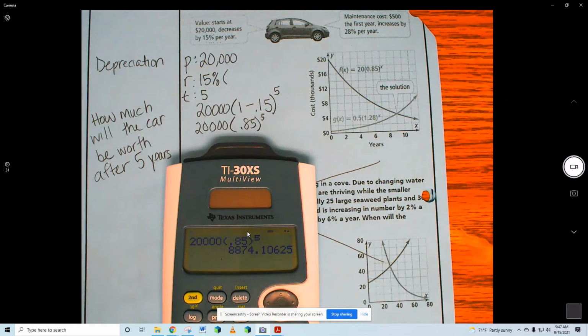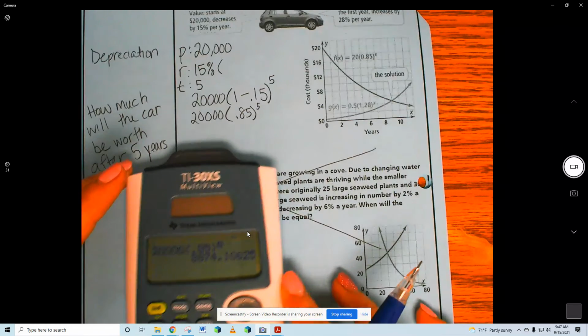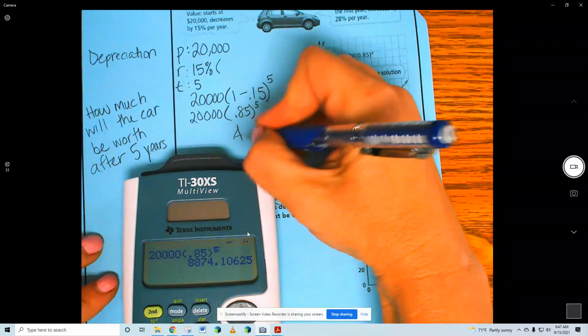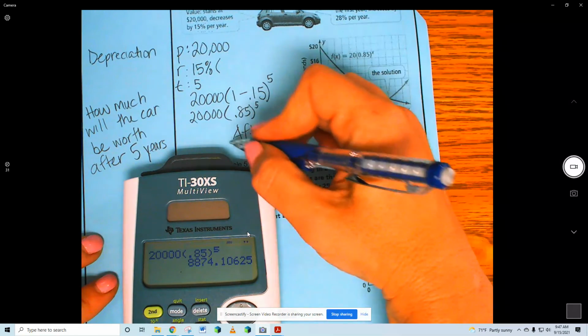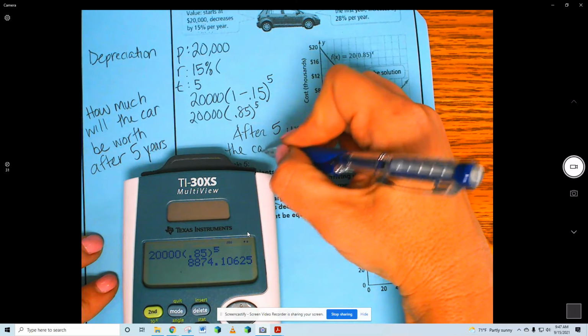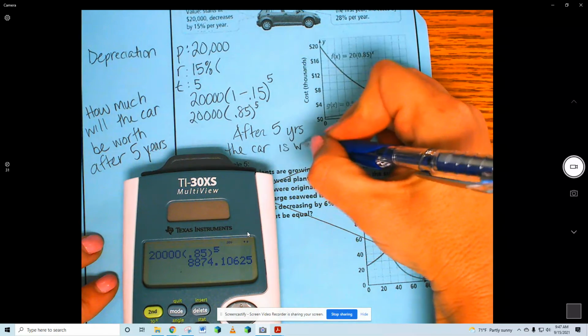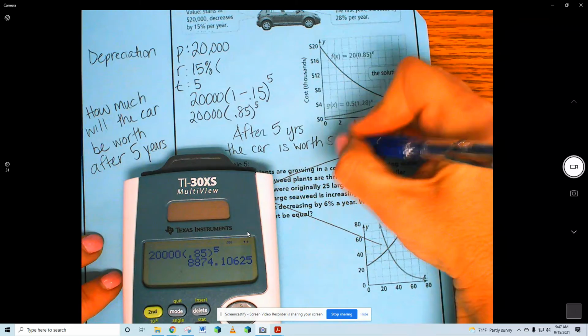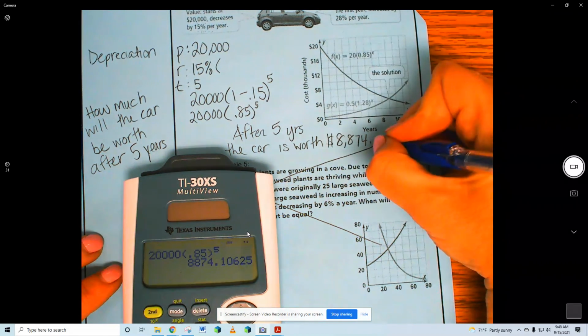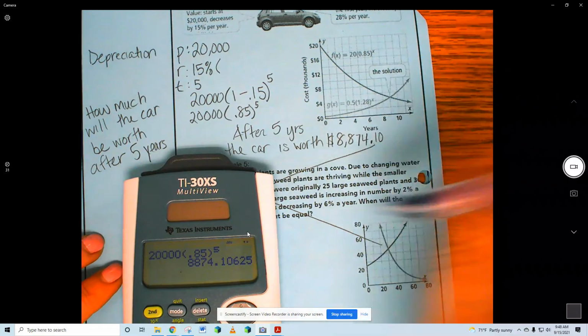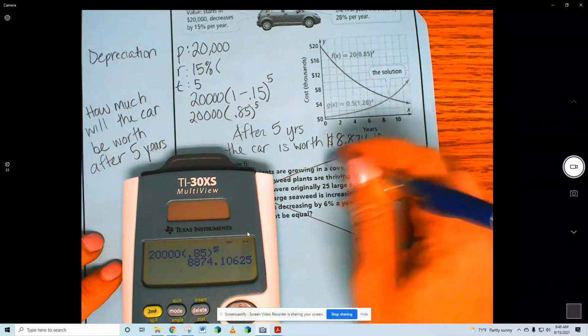Okay, he bought the car for 20 grand. 5 years later, look at how much it's worth. That's not very much. 8,000. After 5 years, the car is worth $8,874.10. But really, who cares about the 10 cents? Okay.